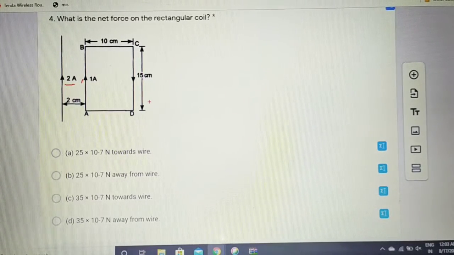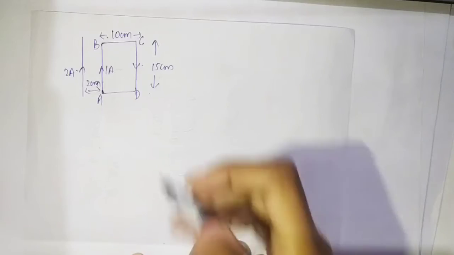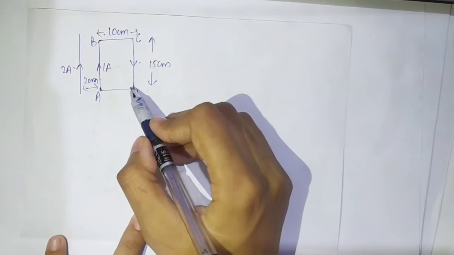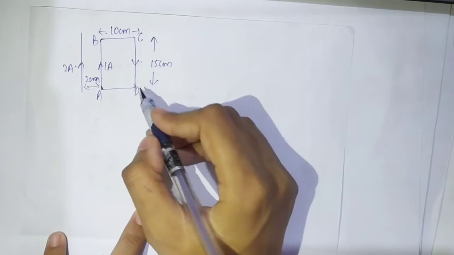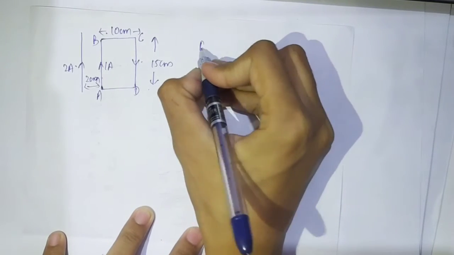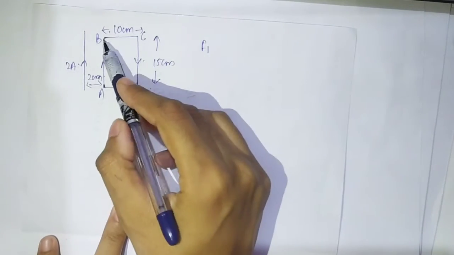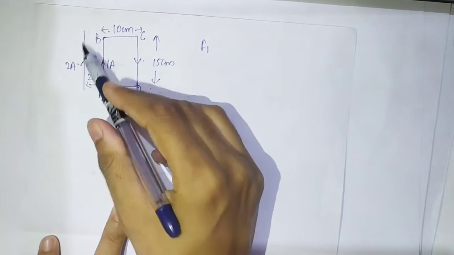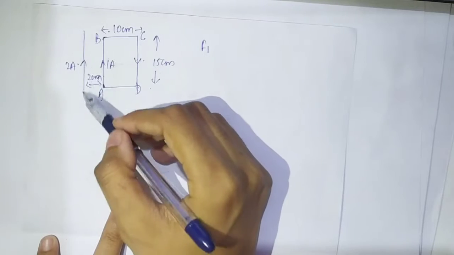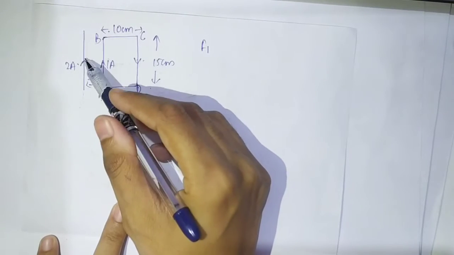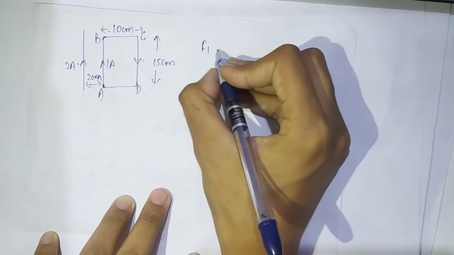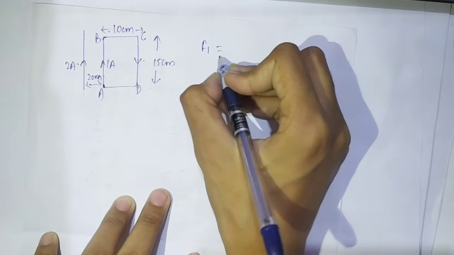Now let us try to find out the net force on this rectangular coil. This is the coil given to us in the question. We have to find the net force. Let us consider F1 to be the force on this arm AB due to this current carrying wire or current carrying conductor. How much will F1 be?